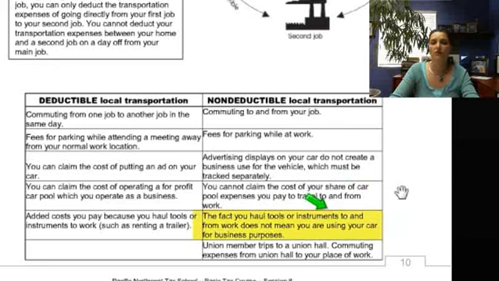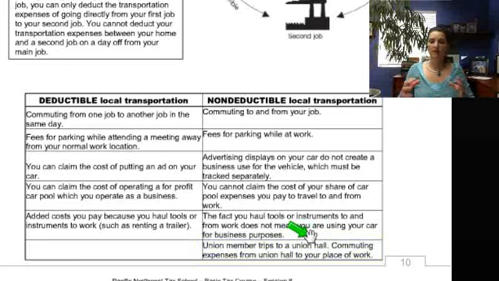The fact that you haul tools or instruments to and from work does not mean that you are using your car for business purposes. And union member trips to a union hall, commuting expenses from the union hall to your place of work are not deductible. And this is one that has come up fairly often. I have tax clients who are members of unions, and they go to the union hall each day to get their work assignment, and then they travel from the union hall to their work location. And IRS has specifically said, no, you can't claim that.